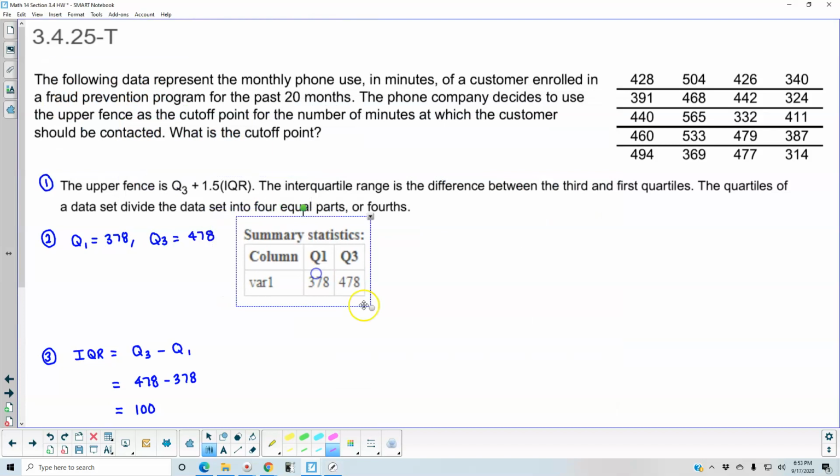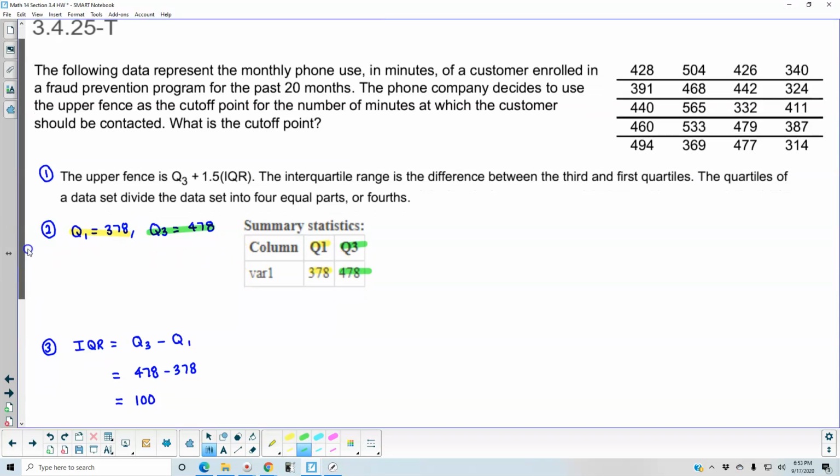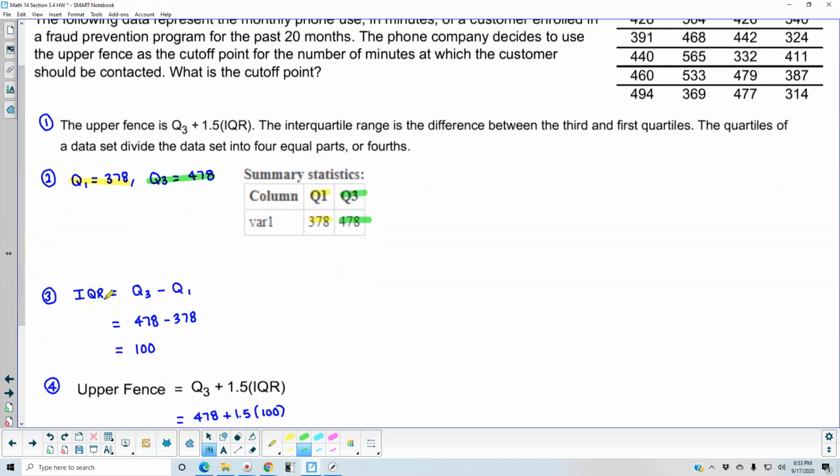So now that we have our data, we can see that quartile 1 is 378 and quartile 3 is 478. And so now we can determine the interquartile range. So interquartile range again is going to be 478 minus 378, and therefore we get 100.